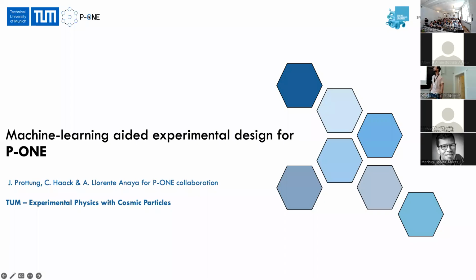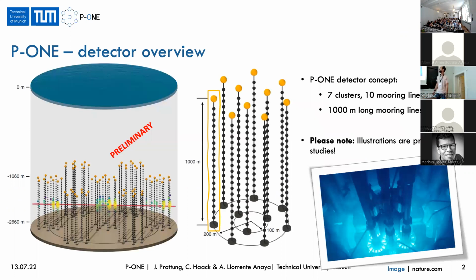Today I'm going to be talking about machine learning aided experimental design for P1. So on the first day of Futini, she showed P1 shortly, and this inspired me to do a little overview of what we are doing. So for all of you, this is the current plan of the P1 Pacific Ocean Neutrino experiment.